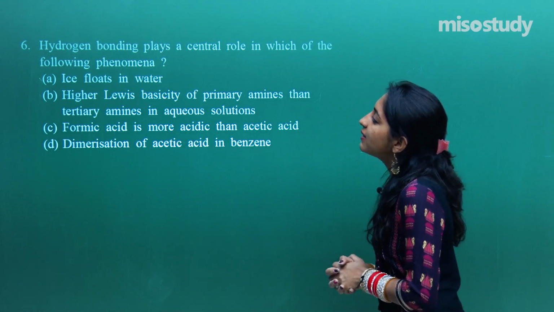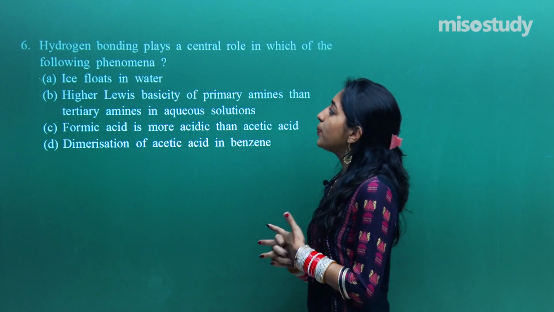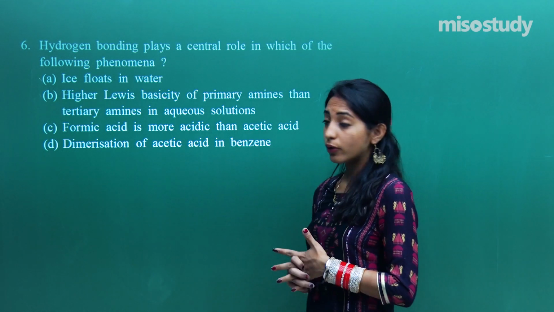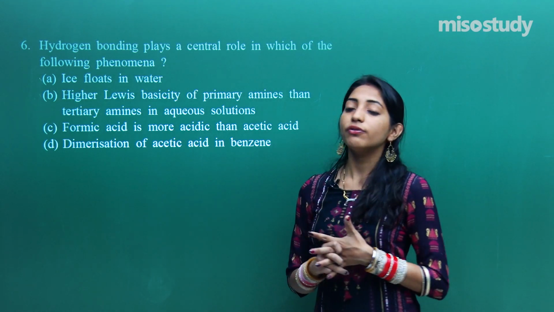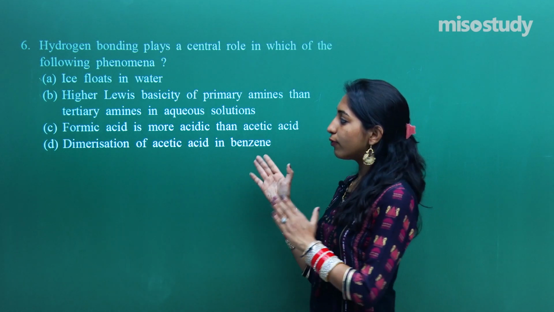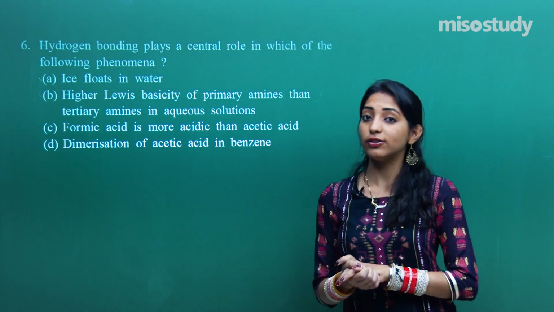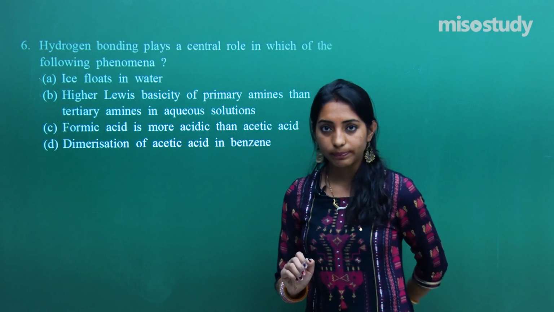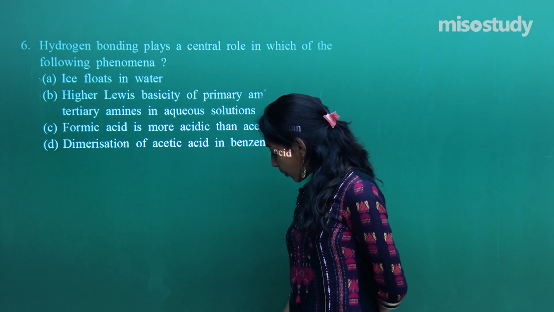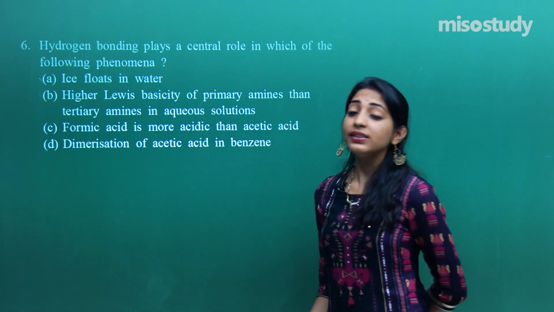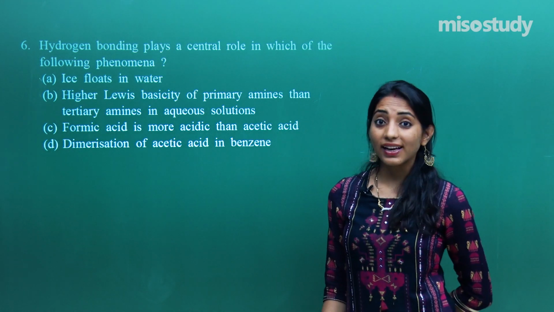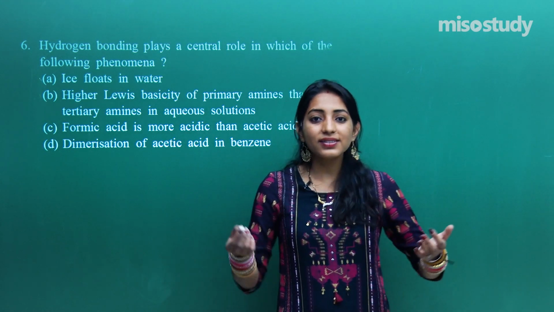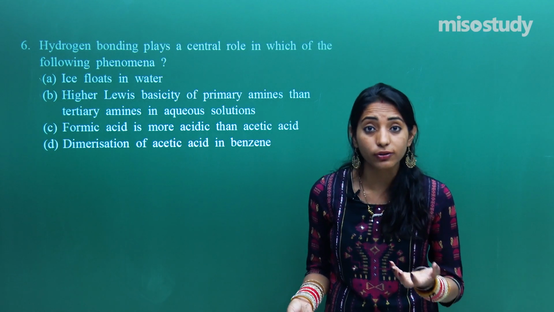The question says, hydrogen bonding plays a central role in which of the following phenomena? So there are 4 phenomena given to you and you need to tell me hydrogen bonding is responsible for which of them. The first option is ice floats on water. Yes guys, this is also the result of hydrogen bonding, right?